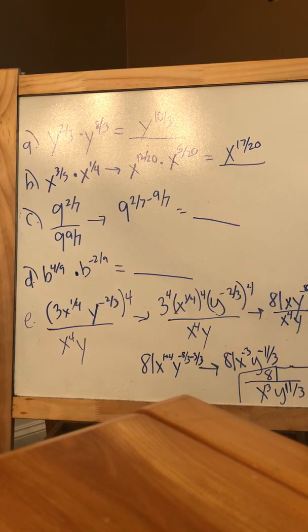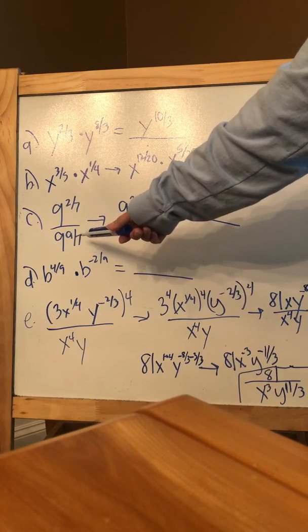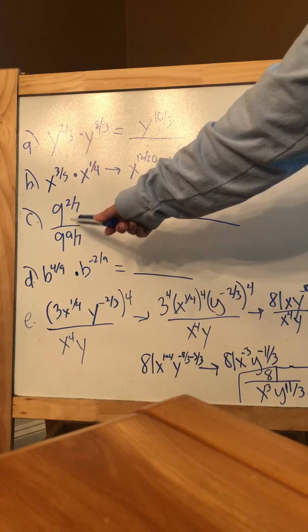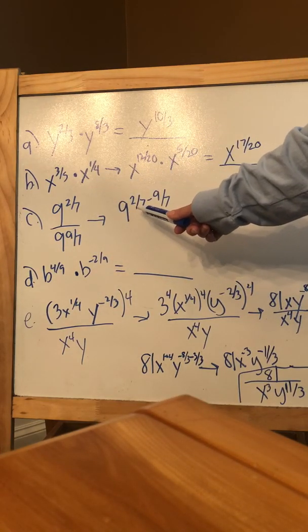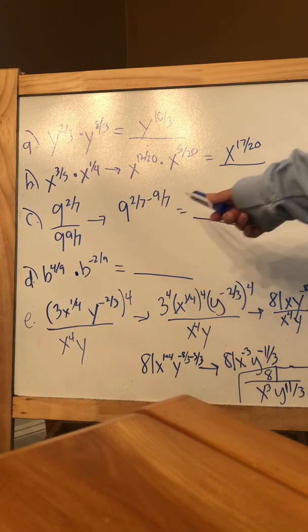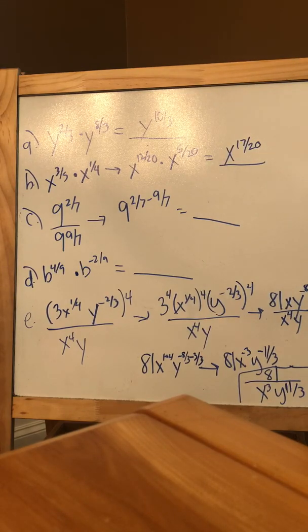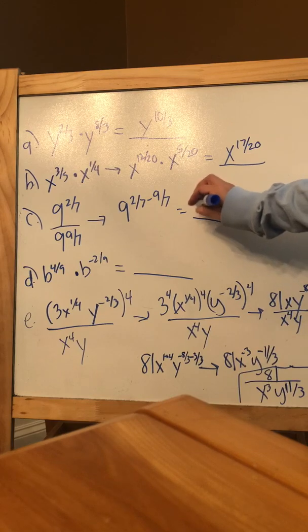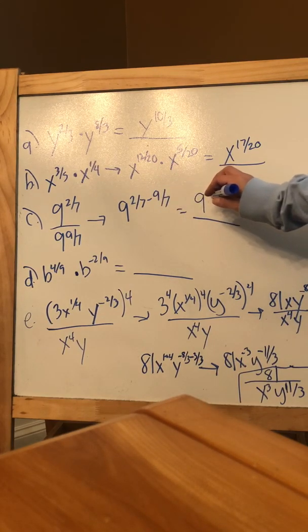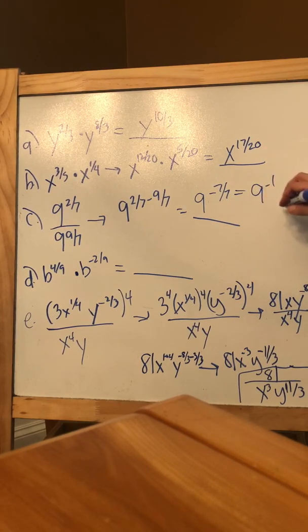All right, look at C. See, we're dividing. We have 9 to the 2/7 over 9 to the 9/7. So rewrite it, bringing your denominator exponent up. So you have 9 to the 2/7 minus 9/7. So on this one, you should get 9. I could have written another step in here. 2 minus 9 is negative 7/7, which is 9 to the -1, which is 1/9.